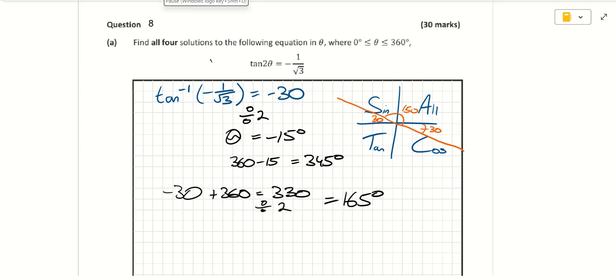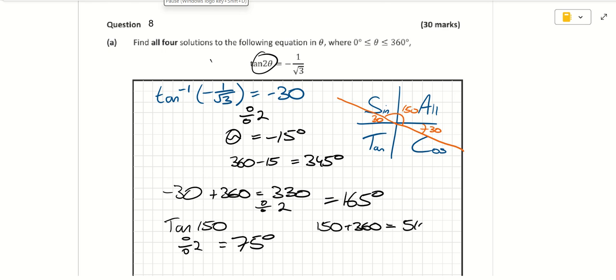would be a straight line, 180. So we want tan of 150, again, divide it by 2, and you'll get 75 degrees, and then 150 plus 360. To do another full lap, we get 510. Let's divide that by 2 as well, and you will get 255 degrees.